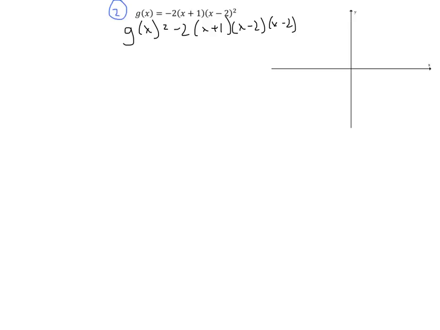All right, so I'm going to have you start and find the zeros of the function. Go ahead and do that, please. Find the zeros of the function. All right, and what you should have for the zeros, you should have set it equal to 0.